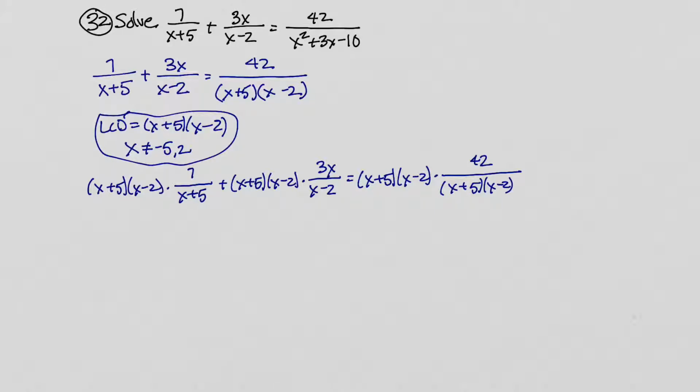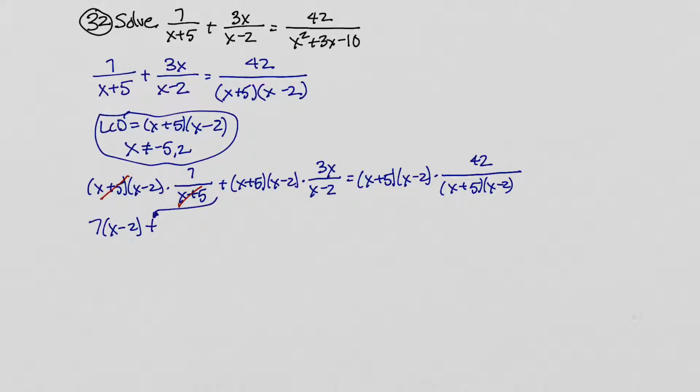And now, looking back over here, you can see that these x plus 5s are going to cancel. And that's the whole point of doing this, to get those denominators to go out. So let's cancel those. And doing so, we're left with that 7 times x minus 2. So let's write it. 7, x minus 2, and then plus.